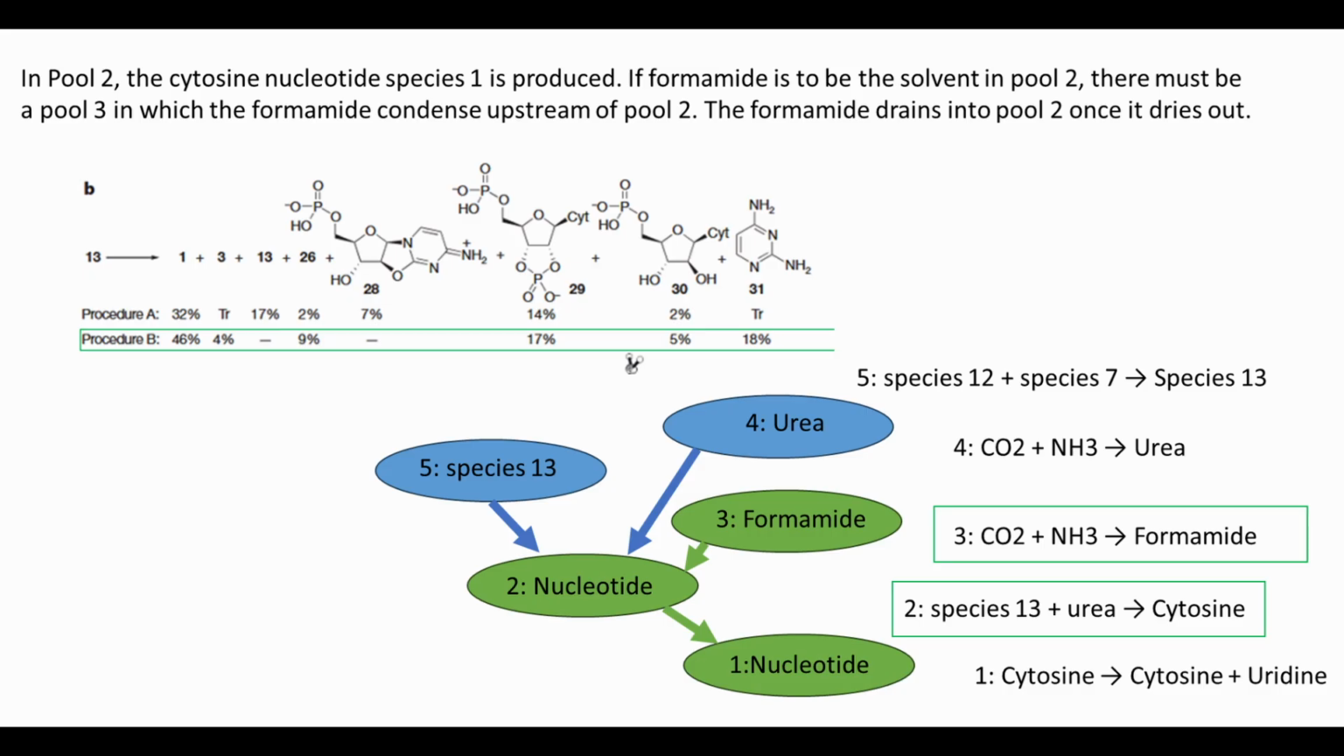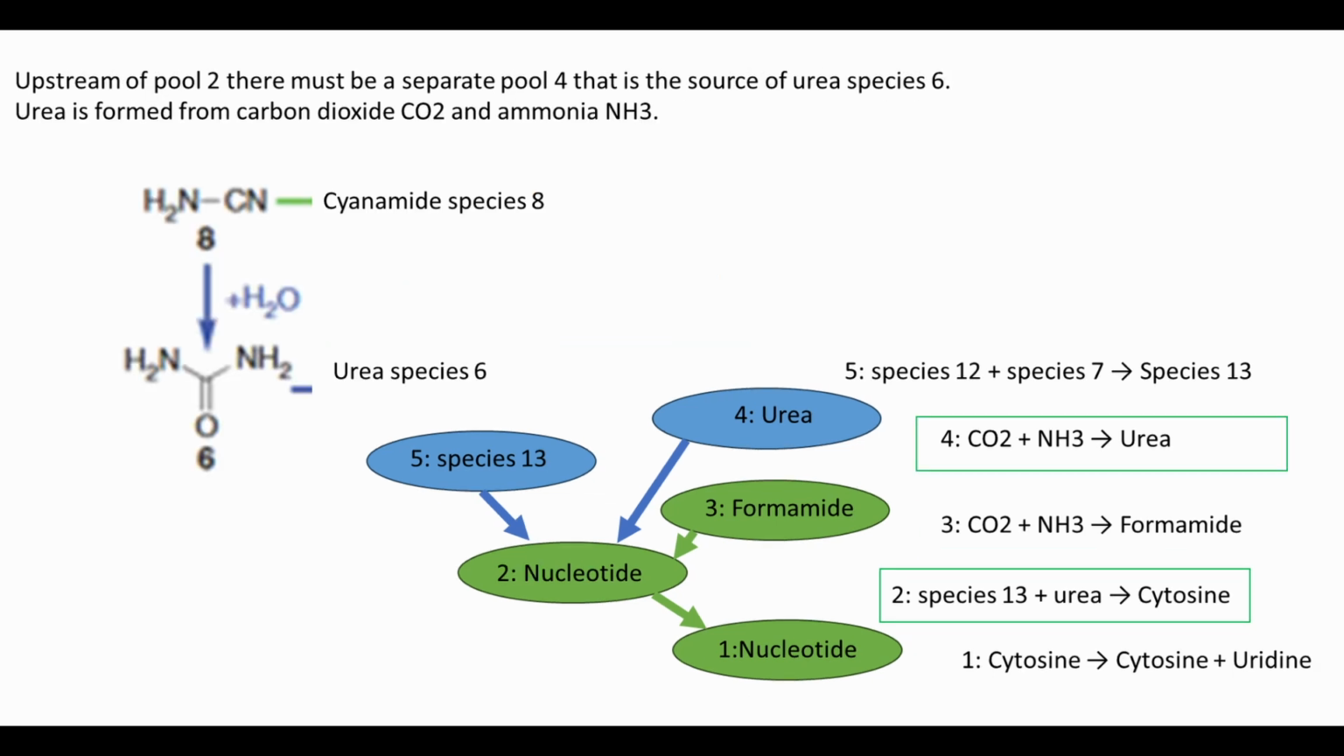If formamide is to be the solvent in Pool 2, there must be a pool 3 in which the formamide condenses upstream of pool 2. The formamide drains into pool 2 once it dries out. Upstream of pool 2, there must be a separate pool 4 that is the source of urea, species 6. Urea is formed from carbon dioxide, CO2, and ammonia, NH3.